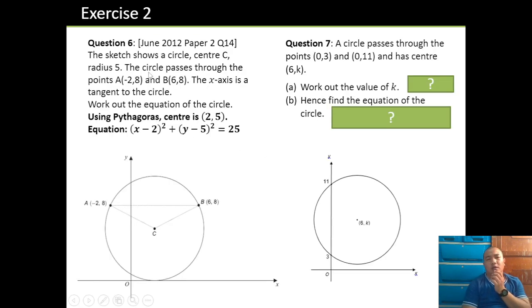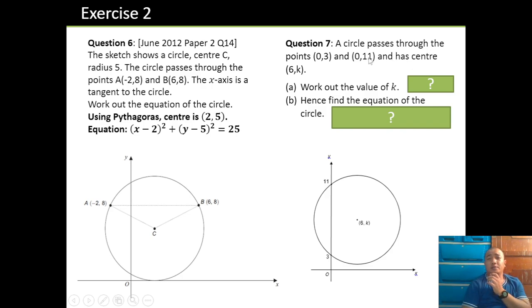Next, question 6. The sketch shows a circle, center C, radius 5. The circle passes through the points (-2, 8) and (6, 8). The x-axis is a tangent to the circle. Work out the equation of the circle using Pythagoras. The center is at (2, 5). Therefore, the equation of the circle is (x - 2)² + (y - 5)² = 25. Yes, Pythagorean theorem yan. So the center is at (2, 5) with the radius 5.